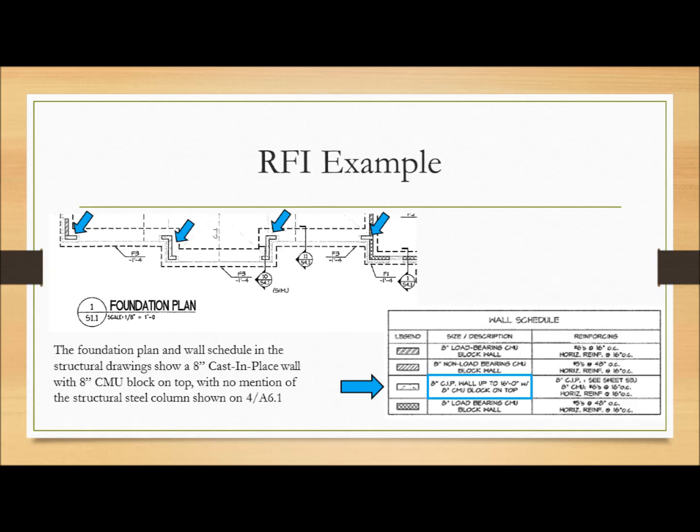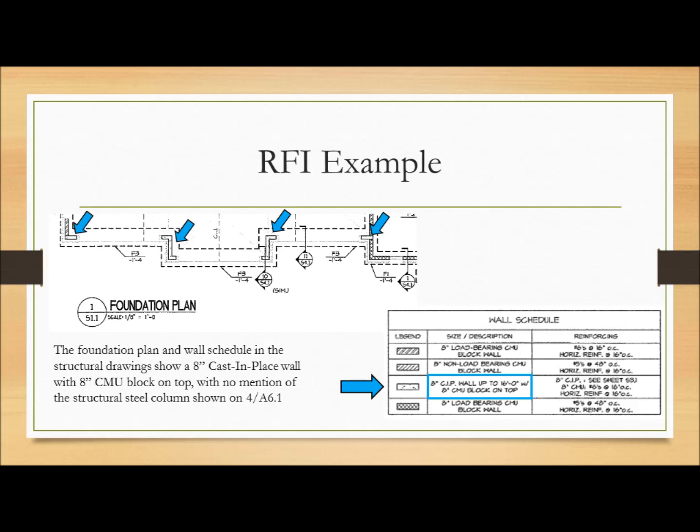The foundation plan for the Fire Station Number 2 project is shown here from the structural drawings S1.1. The blue arrows indicate the cast-in-place wall that is designed by the architect. From the wall schedule, we can see the intent of the architect is to have an 8-inch cast-in-place wall up to 16 feet with 8-inch CMU block on top. The vertical reinforcement will be number 6 rebar at 16 inches on center.